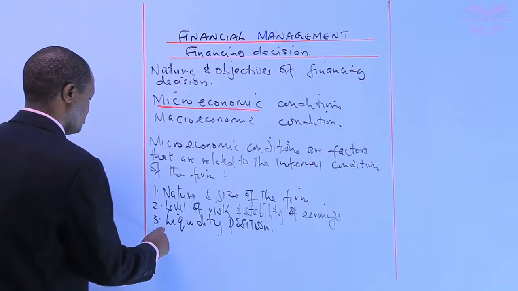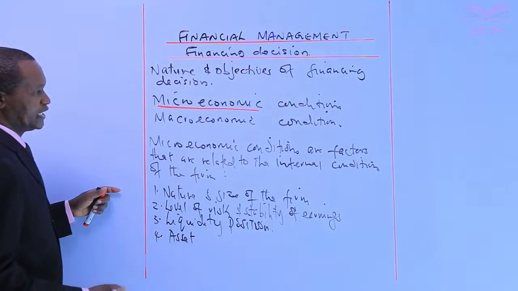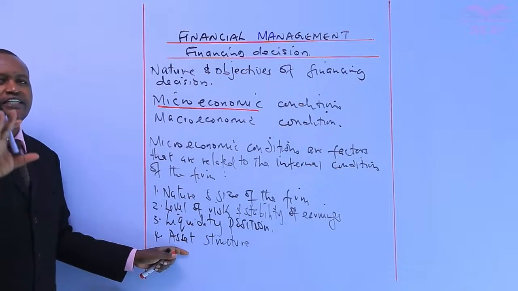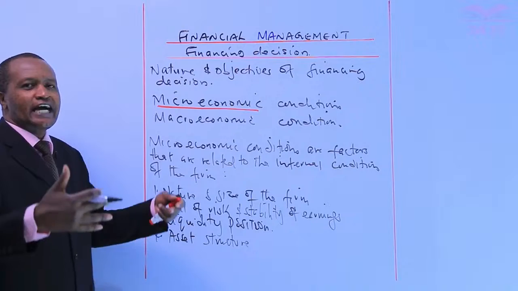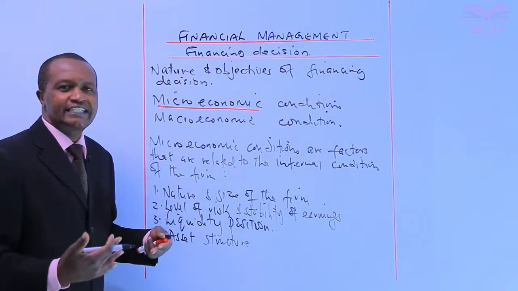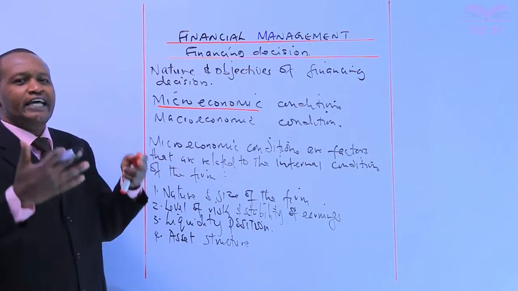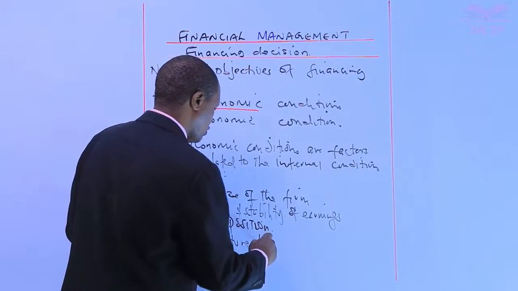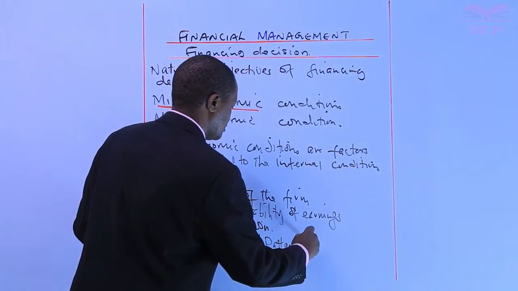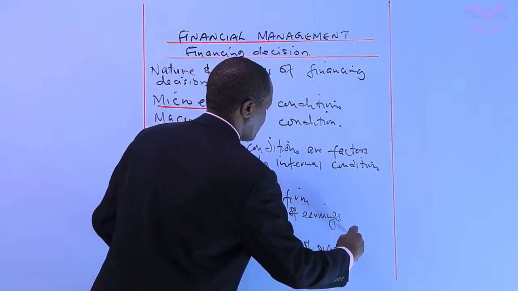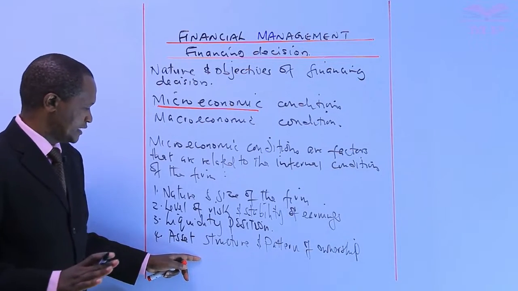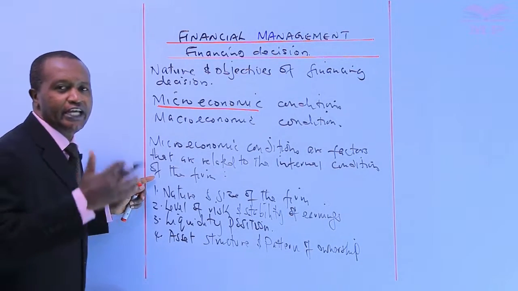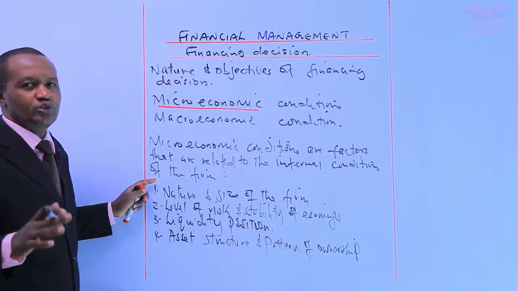Number 4, asset structure is an internal condition. The asset structure of a farm, as well as the pattern of ownership, is an internal condition which may influence financing decisions.